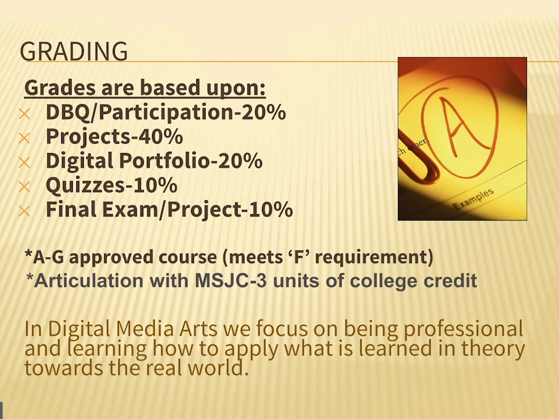This class does meet the A through G VAPA requirement, and I'm really excited to say that our local community college, MSJC, has partnered with us to create an articulation agreement that if students receive an A or B both first and second semester, and they receive at least a 70% on the final exam or project, they can be awarded 3 units of college credit.